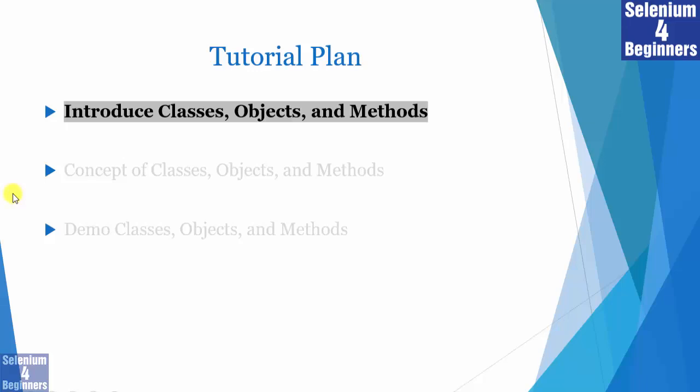First, I am going to introduce classes, objects, and methods. Starting with the class. Class is created using the reserved word class. In this syntax, our reserved word is written in purple. Class name, written in white, identifies the name of the class.